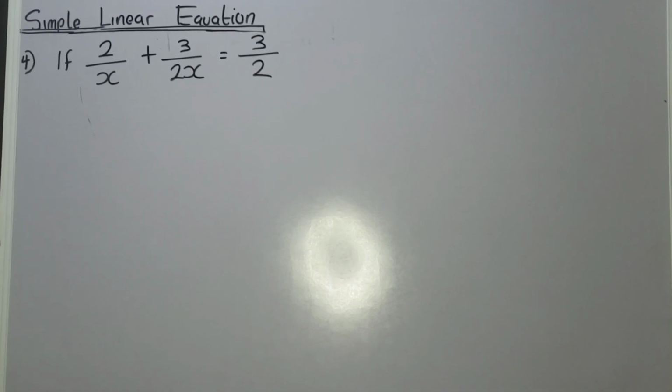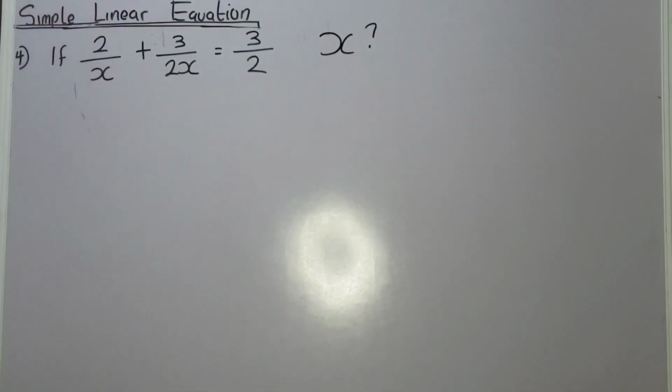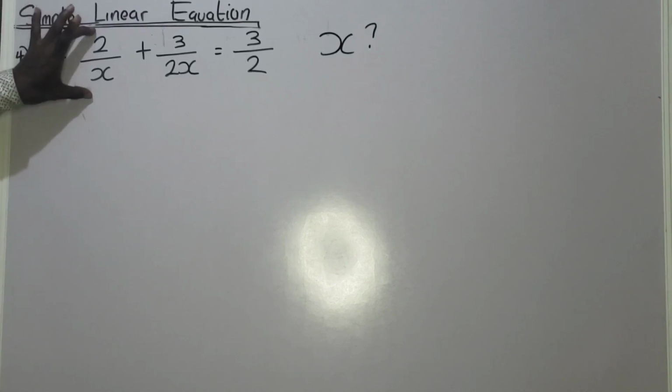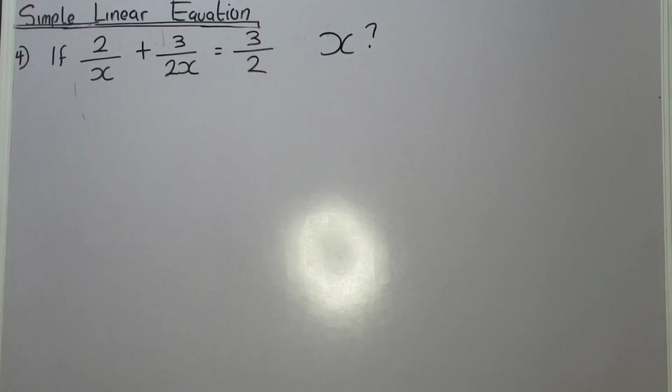Okay, let's look at the last question for this class. We are asked to solve for the value of x if 2 all over x plus 3 all over 2x is equals to 23. Now let's start from the left hand side of the equation. We can do this in two ways. We can take the LCM of both the left hand side of the equation and the right hand side of the equation and multiply through.